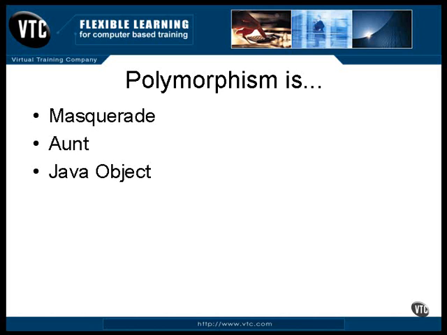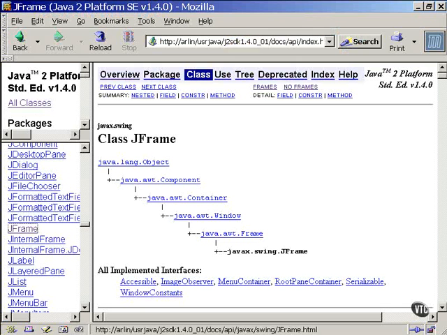Now, let me show you an example. This is a page in the Sun API documentation. I chose this particular class because it extends a lot of other classes and implements a lot of interfaces. The JFrame class extends the frame class. That means that the JFrame class is a frame class, and an object of the JFrame class can be treated as if it were an object of the frame class.